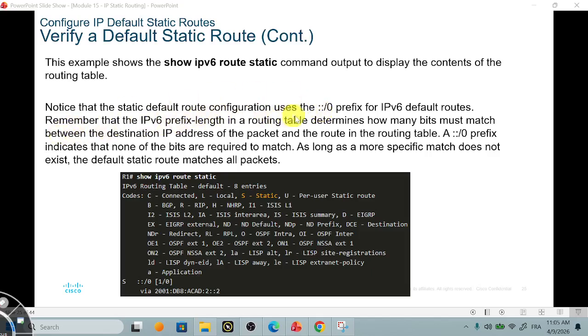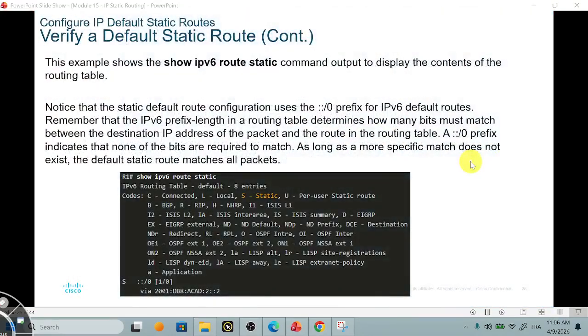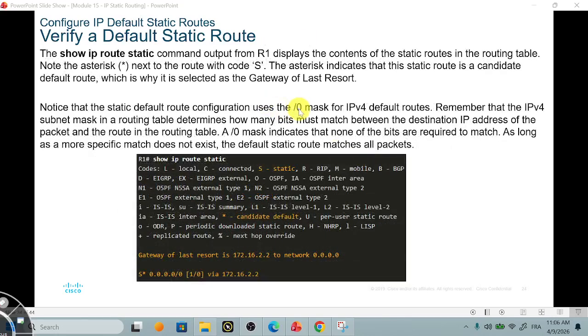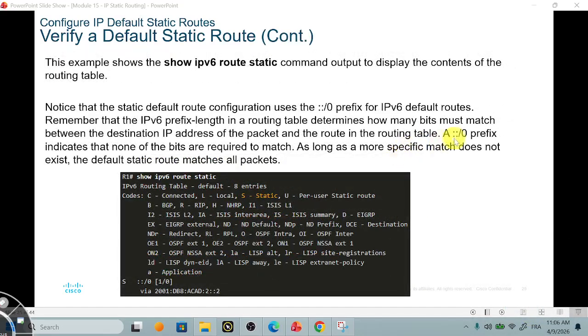And remember that the routing data is okay. The /0 prefix indicates that none of the bits need to match. It also uses the same approach here, exactly as the previous one. Here, instead of 0.0.0.0/0, you use the colons. That's it.